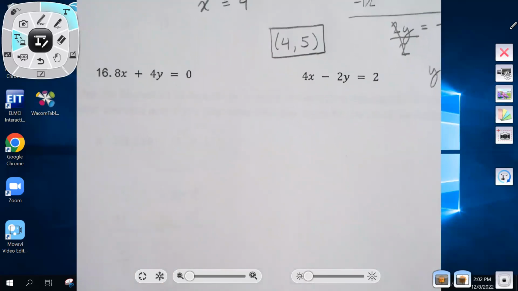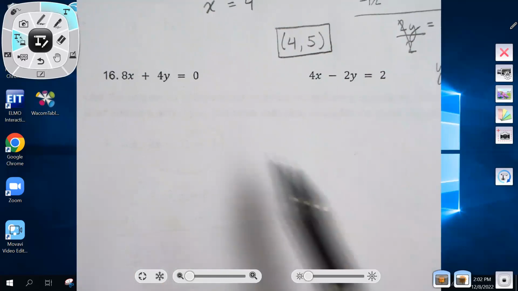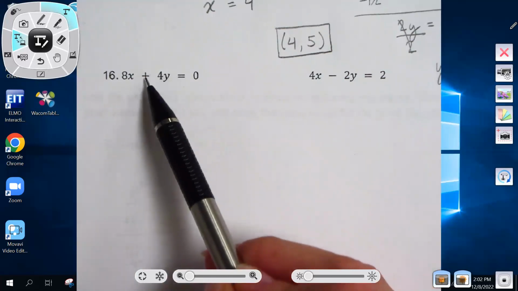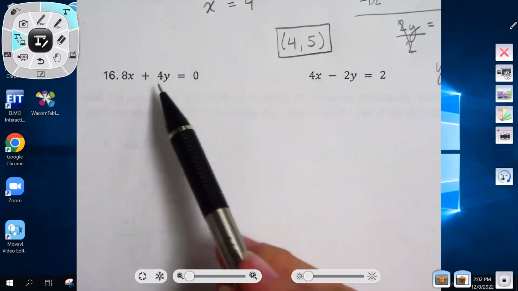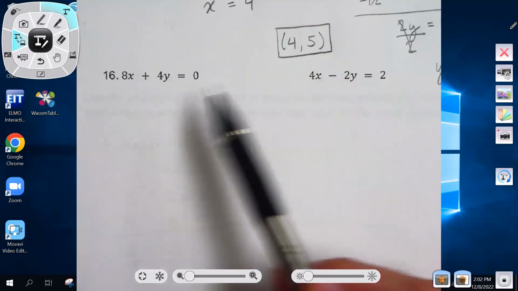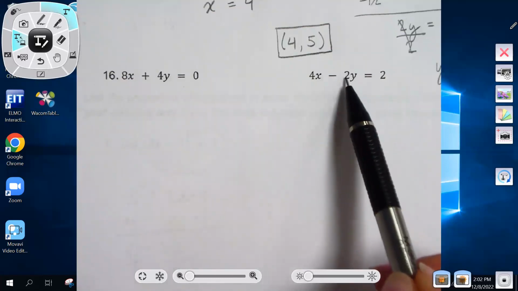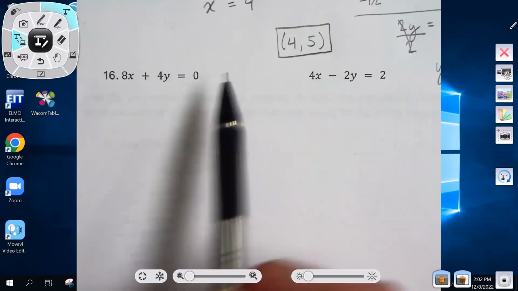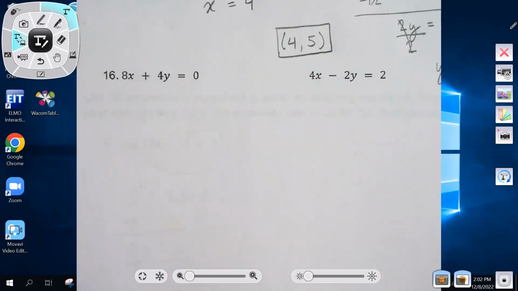Number 16. I immediately notice that the y coefficients are already opposite signs. One's positive and one's negative. So that draws my attention. And then this is a -2. So if I just multiply it by 2, it will give me a -4. That could cancel out with this +4, and we could eliminate the y's again.